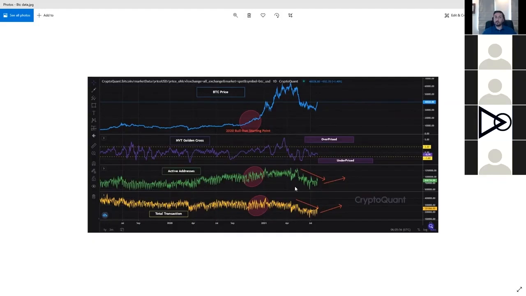For example, if we saw a pickup in active addresses and a pickup in total transactions, and we saw MVRV probably creep down below the line, perhaps that's a bullish indicator for us, right? Things are looking better, and then we want price to confirm that is in fact happening. The on-chain data looks positive, and let's wait to see if we see the same thing with price.